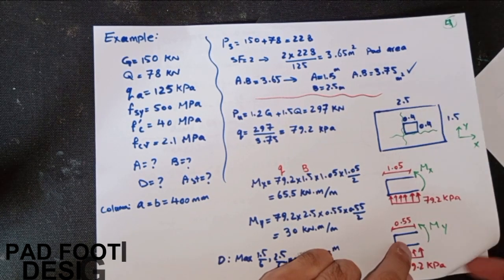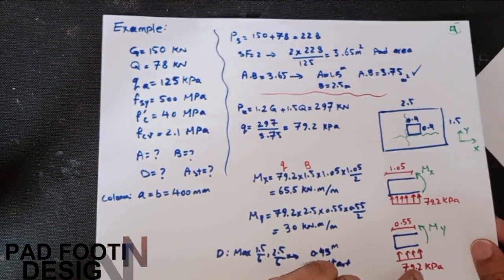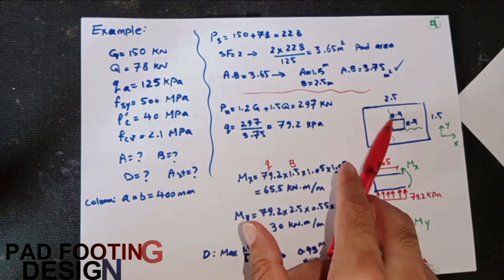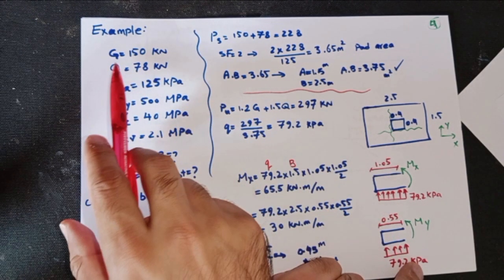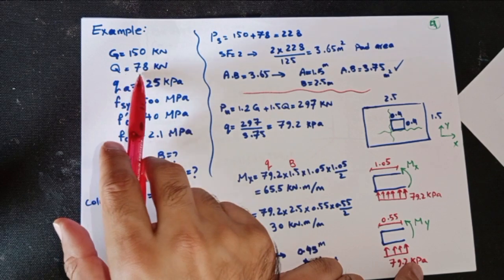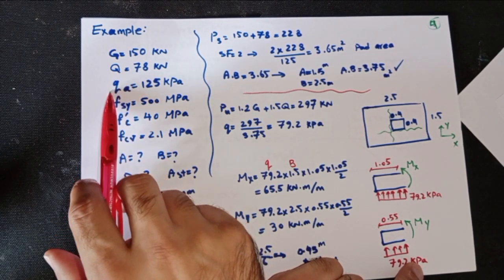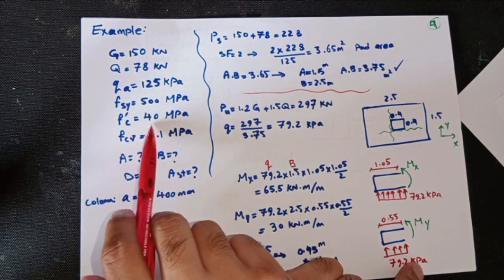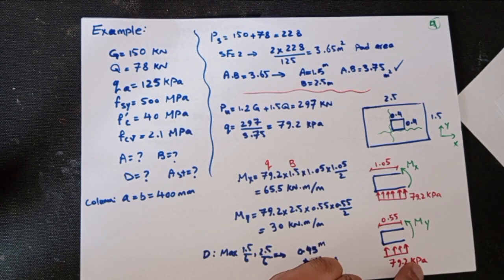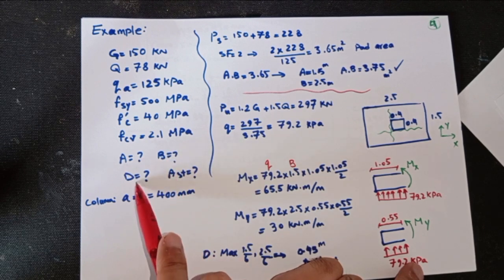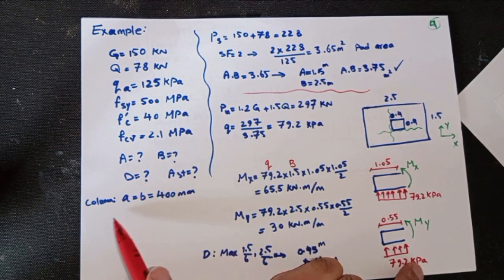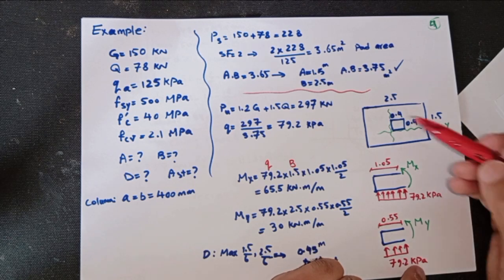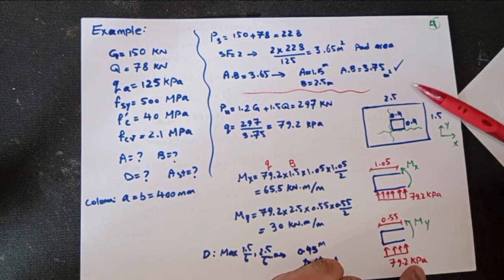So we have a quick example just to get more familiar with the concepts in pad design. Assume we need to design a pad for a column that is 400 by 400 mm, and we have dead load 150 kilonewton, live load 78 kilonewton, and the bearing capacity of soil is 125 kPa, fsy for steel is 500 MPa, concrete compressive strength is 40 MPa, and shear strength is 2.1 MPa. So we need to find what is A, what is B, what is the thickness of pad, and what is the reinforcement in that. We already have the column size, 400 mm square, equal in each direction. So first, we need to define the area of pad.